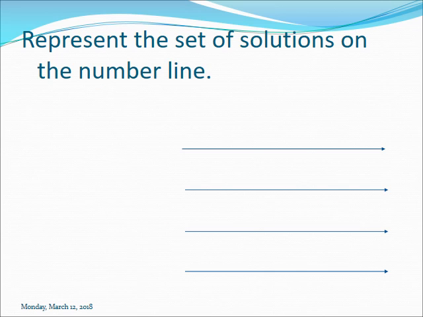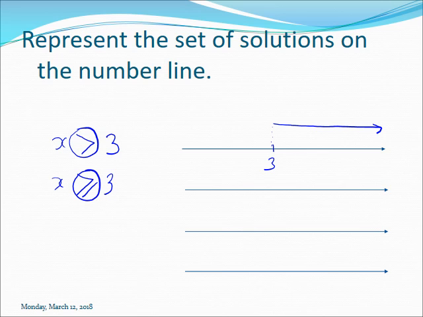How to represent the set of solutions on the number line? If x is greater than 3, the solution is here, greater than only, so greater than 3, and 3 is not included. If x is greater than or equal to 3, then 3 is included in the solution, so here we draw a dash.